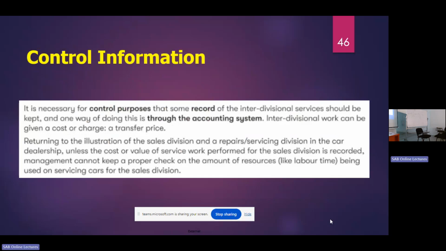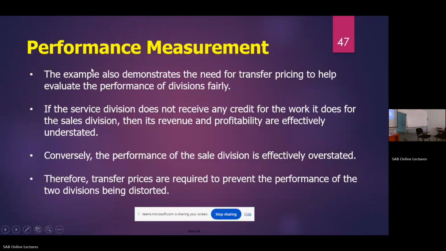Returning to the illustration, the sales division and the service division, the car dealership: unless the cost or value of the service work performed for the sales division is recorded, management cannot keep a proper check of the amount of resources, labor, time and material used. So the example also demonstrates the need for transfer pricing to help evaluate the performance of the division. This is what I explained. If the service division does not receive any credit for the work it does for the sales division, then the revenue and the profitability are effectively understated.